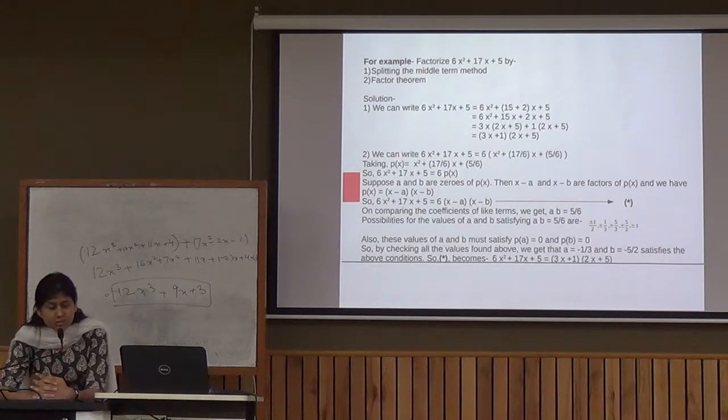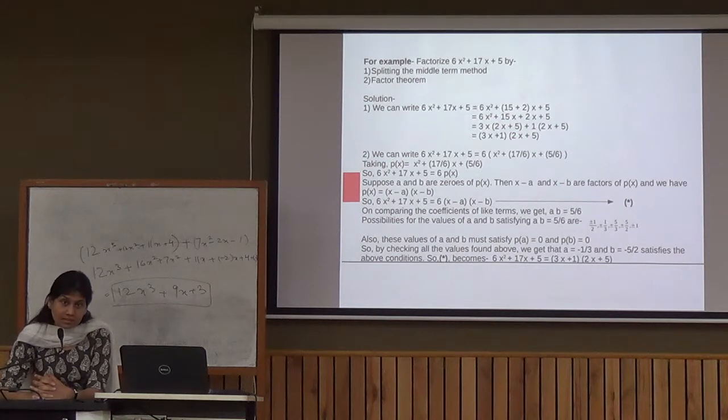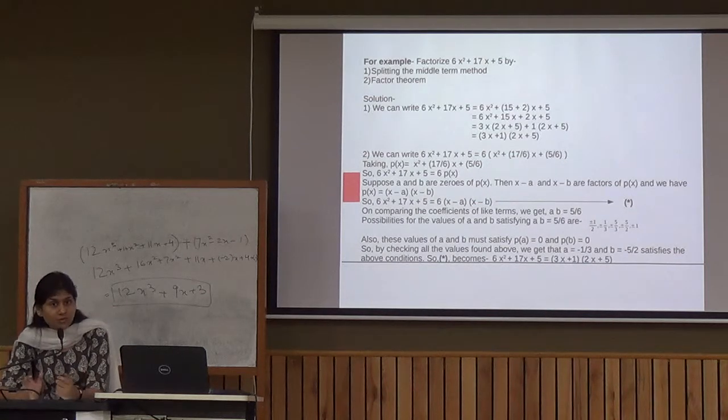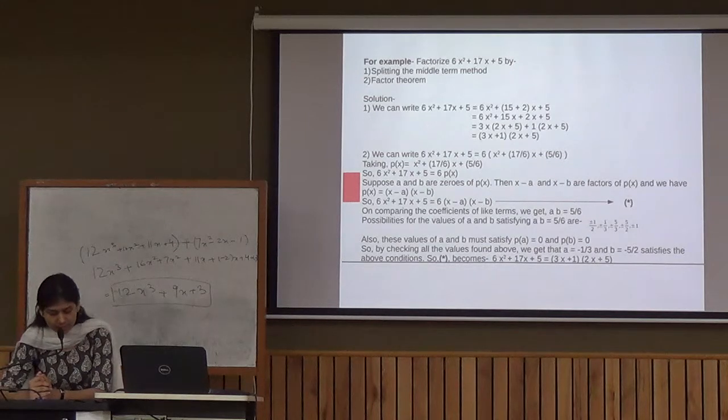Now, suppose that a and b are zeros of the polynomial p(x). Therefore, we must have that p(a) and p(b) are equal to 0. Again, x minus a and x minus b are factors of p(x) because of the factor theorem. So we have that 6x squared plus 17x plus 5 is equal to 6 into (x minus a) into (x minus b). On comparing the coefficients, we get ab is equal to 5 by 6.